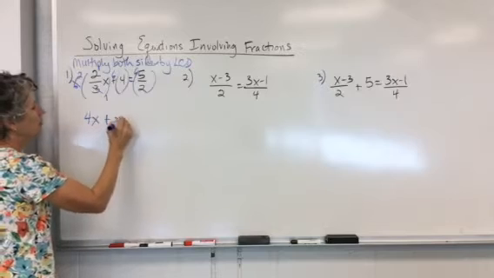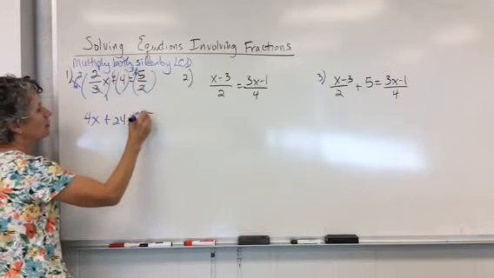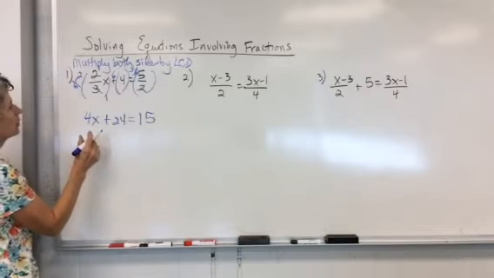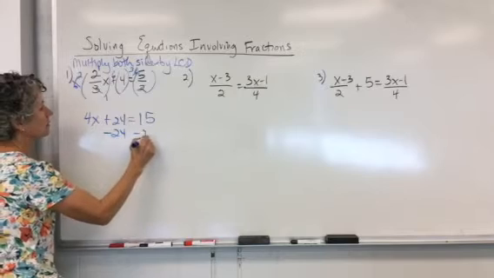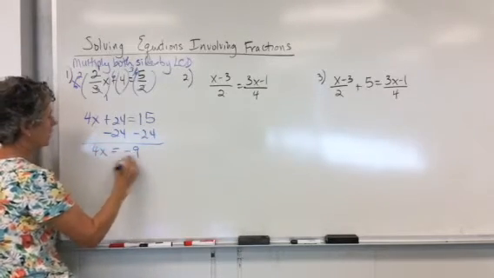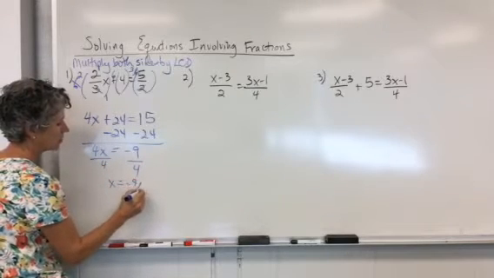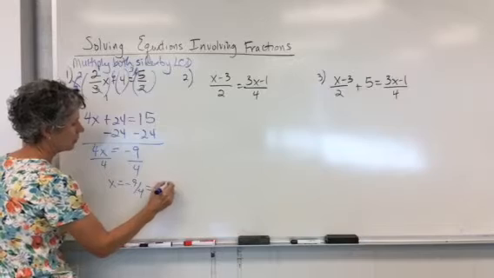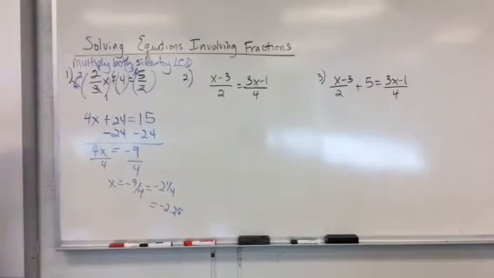Then we'd have plus 24, and again, you want to cancel here. And if it doesn't cancel, you pick the wrong number, so go back. And so then we would have subtract the 24 each side. So 4x is -9, and then divide by 4. And you can leave it as -9/4. You can write it as -2 1/4. You can write it as -2.25. Any of those are fine.